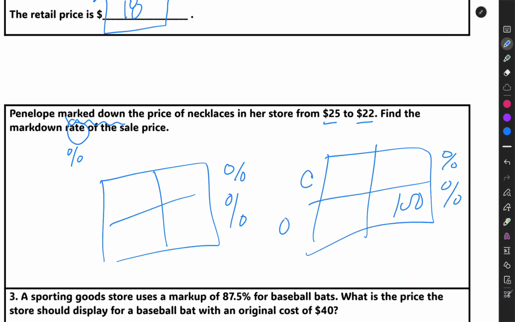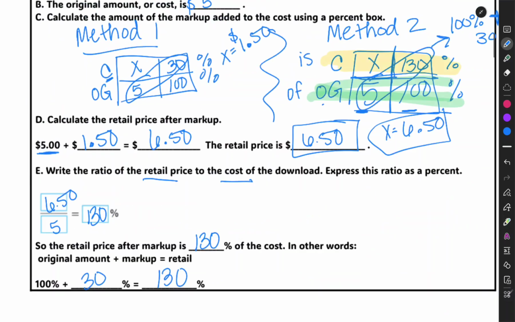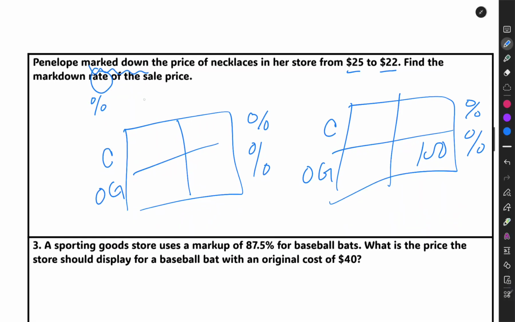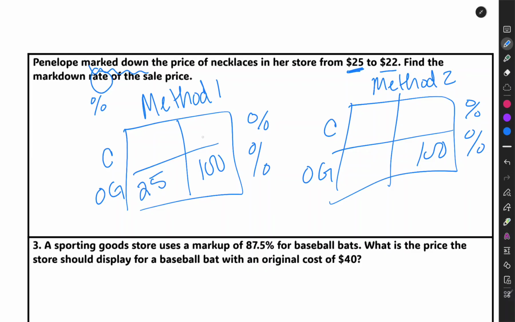We need to make sure we're labeling our boxes. Ooh, sorry, I don't know why it did all that. Alright, so method 1. And then method 2. Same process. So the original, we need 100 here. So the original cost of the bracelets or necklace started at $25. We don't know the percent, that's what we're trying to find.